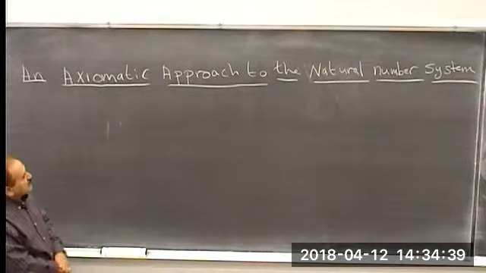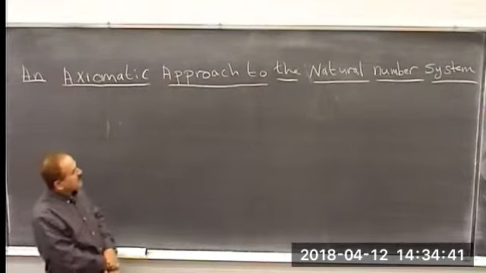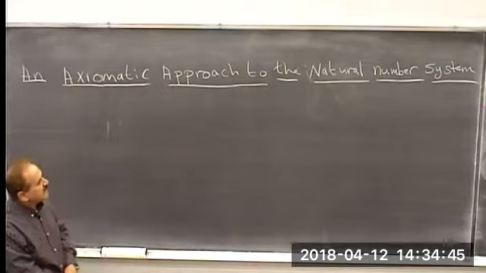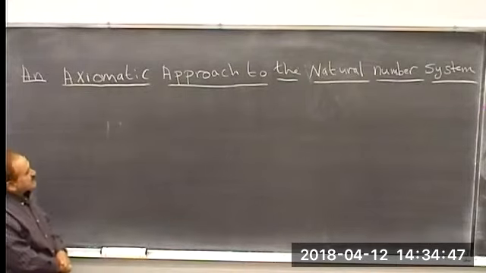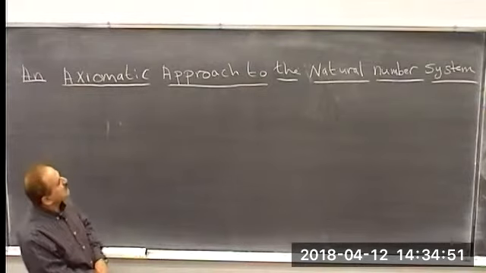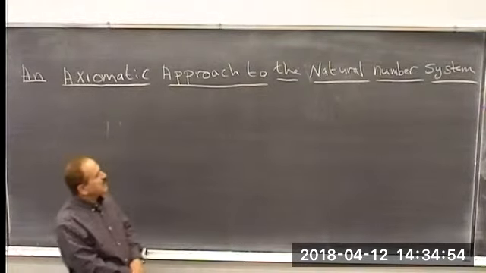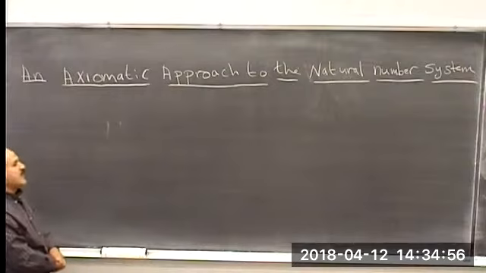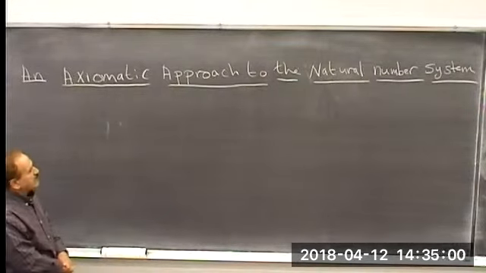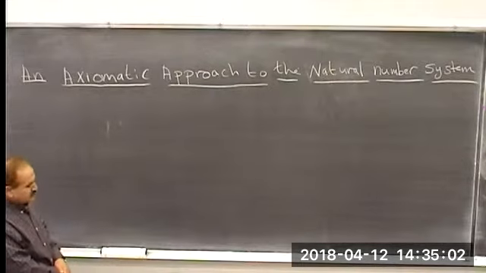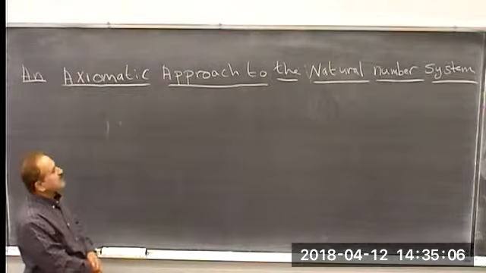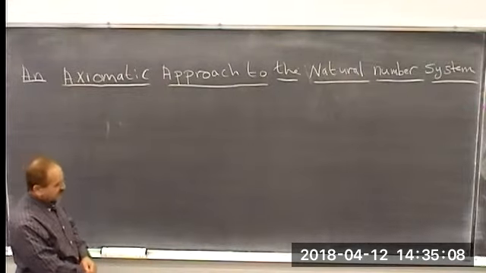In such an approach, we start with some undefined terms, and we make a list of a few axioms or postulates. Then we can define new terms using the undefined terms together with the axioms, and prove all the theorems that can be proven using this.